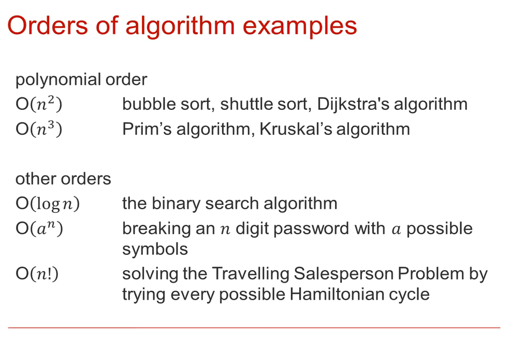It is also useful to be aware, but not necessarily to know, these other orders. So, order of log n for the binary search algorithm, order of a to the n, for example for breaking an n-digit password of a possible symbols, and order of n factorial for solving the travelling salesperson problem by trying every possible Hamiltonian cycle. The latter will link to a later video on TSP, where we will reconfirm why this method of checking every possible Hamiltonian cycle is not used in practice.